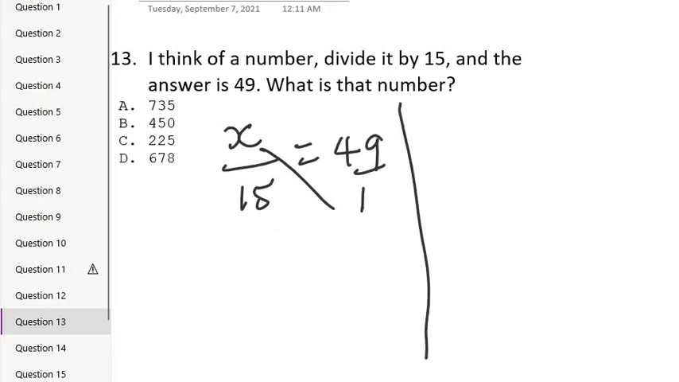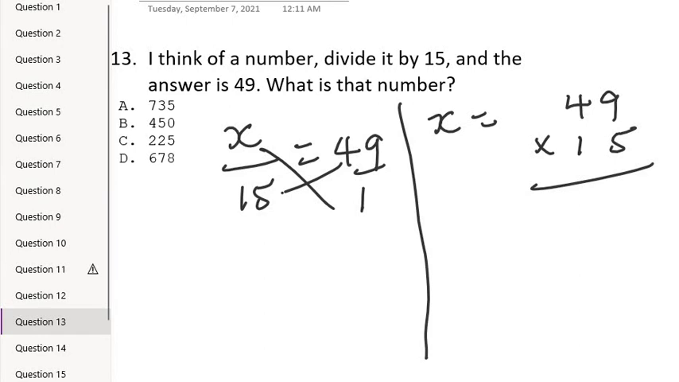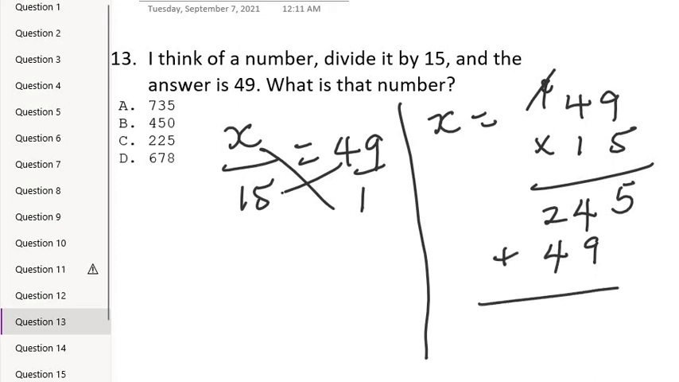Okay, let me solve it where I have. So x times 1 is x. To get x, 49 times 15. 5 times 9 is 45. Put down 5, bring 4 here. 5 times 4, 20 plus 4, 24. I'm done with the 5. 1 times 9 is 9. 1 times 4 is 4. Okay, so bring down those 5. 9 plus 4 is 13. 3, bring 1 here. 4 plus 2, 6 plus 1, 7. 735. That's A.